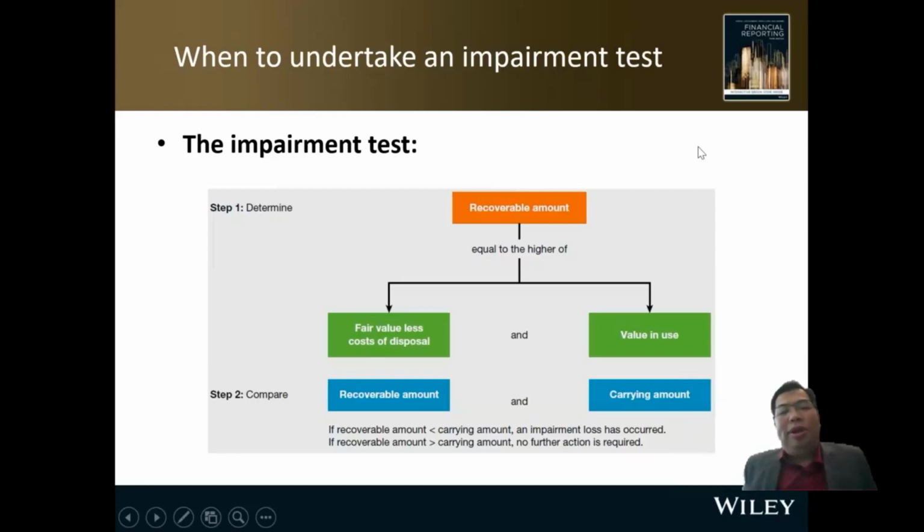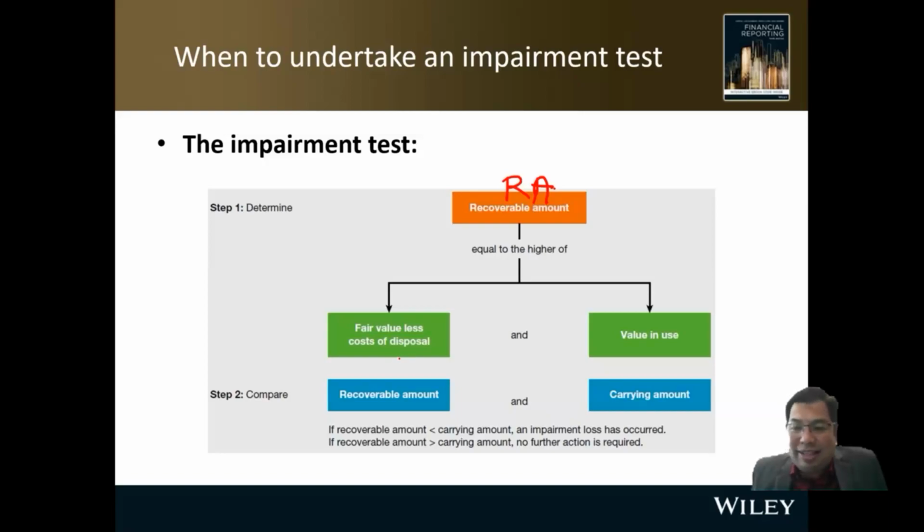So how are we going to conduct the impairment test? Number one, you are going to determine the recoverable amount. I call it RA. This is your recoverable amount. How do you determine the recoverable amount? It equals the higher of these two. Number one is the fair value less cost of disposal. What is the fair value of that asset, that van, minus the cost of disposal?